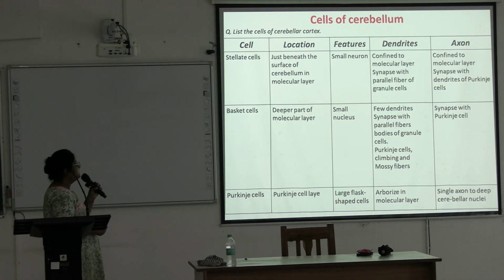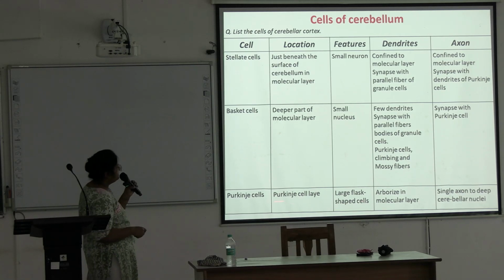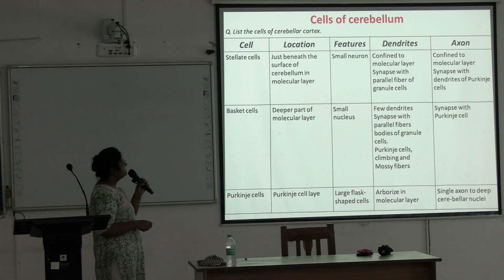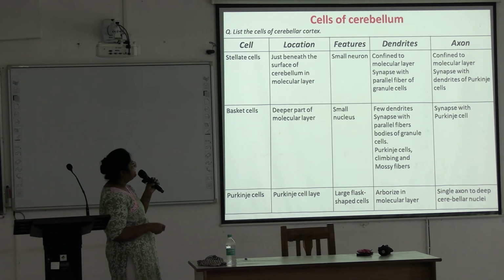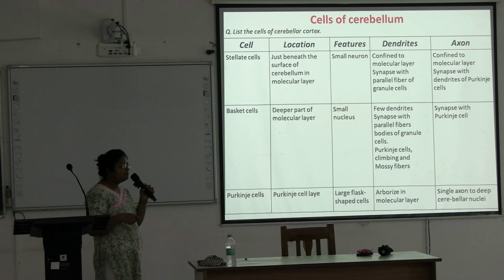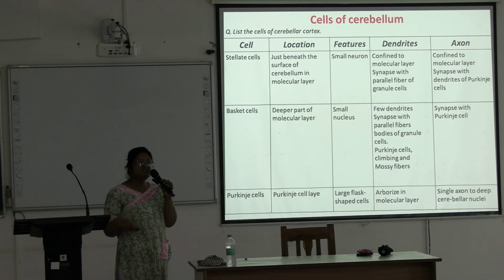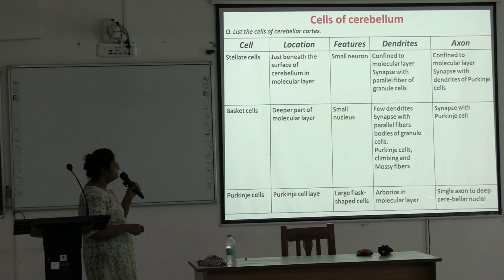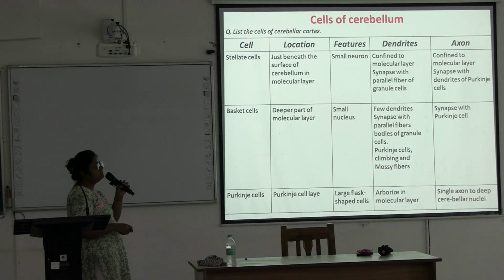Next we are going to Purkinje cells. They form the Purkinje cell layer. They are large flask-shaped cells, and their dendrites arborize in the molecular layer, forming a tree-like structure, and their axon is a single axon going to the deep cerebellar nuclei.